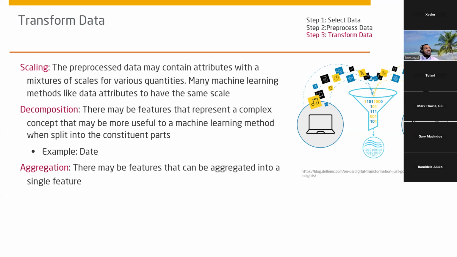And then we have decomposition, when you have features that represent complex concepts and may be more useful to a machine learning method. An example of that decomposition, I think we do it a lot. For those of you that do a lot with Power BI, if you have your dates, you might split them into different columns, and then it might give you an extra insight. You might discover that some things happen in June that don't happen in December. For those of you that grew up in the UK, you might not experience this, but I grew up in Nigeria and we have two seasons, rainy and dry season.